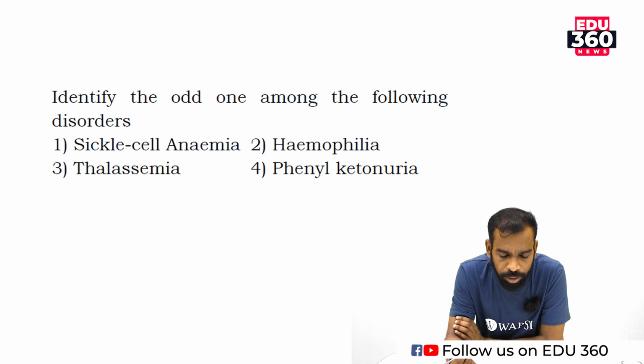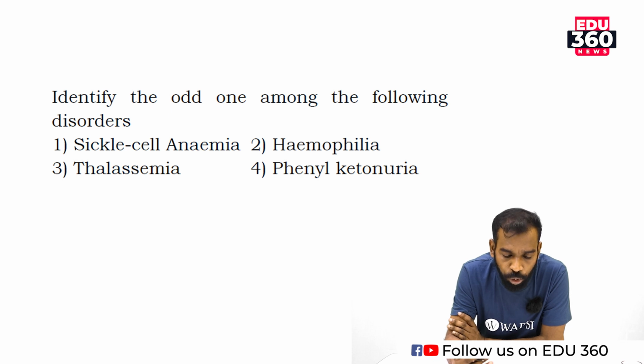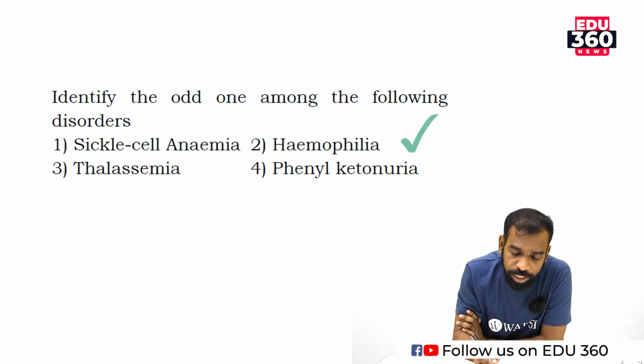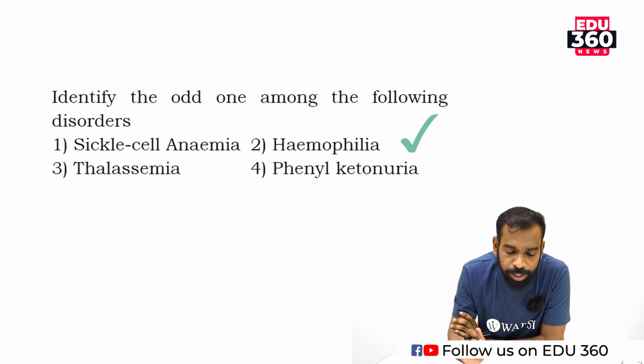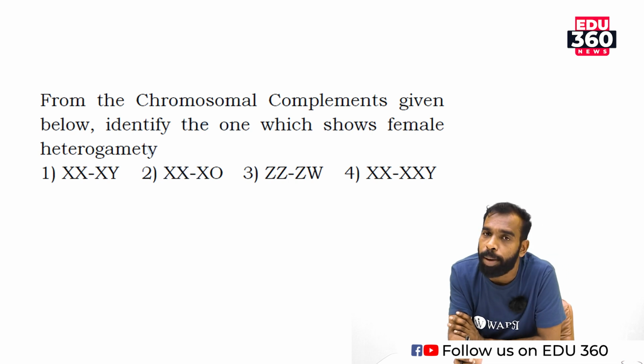Identify the odd one among the following disorders: sickle cell anemia, thalassemia, phenylketonuria, hemophilia. Both are chromosomal disorders and Mendelian disorders. Sickle cell anemia, thalassemia and phenylketonuria, hemophilia. The odd one is hemophilia, a genetic disorder; sickle cell anemia, thalassemia, phenylketonuria are the others.